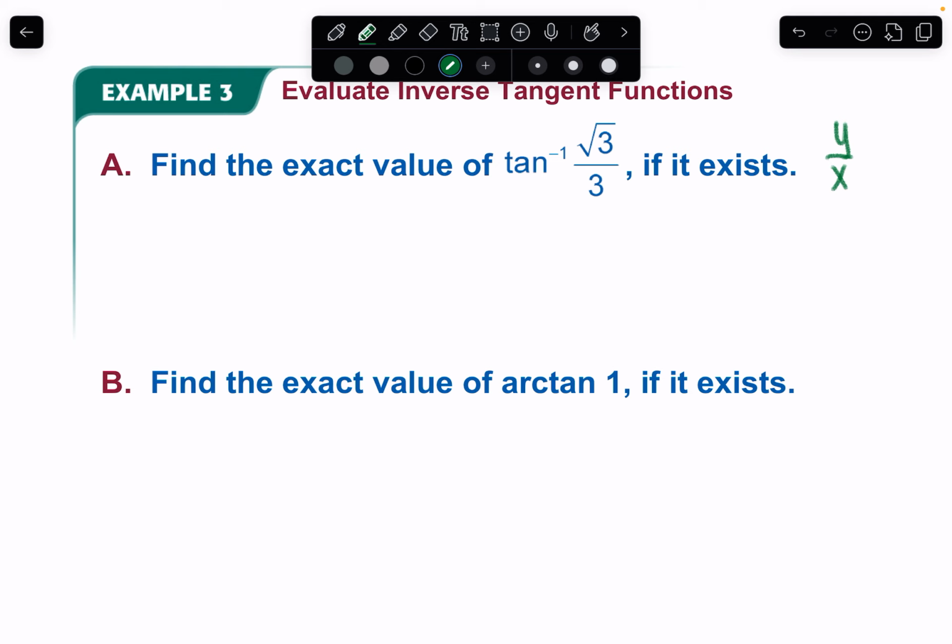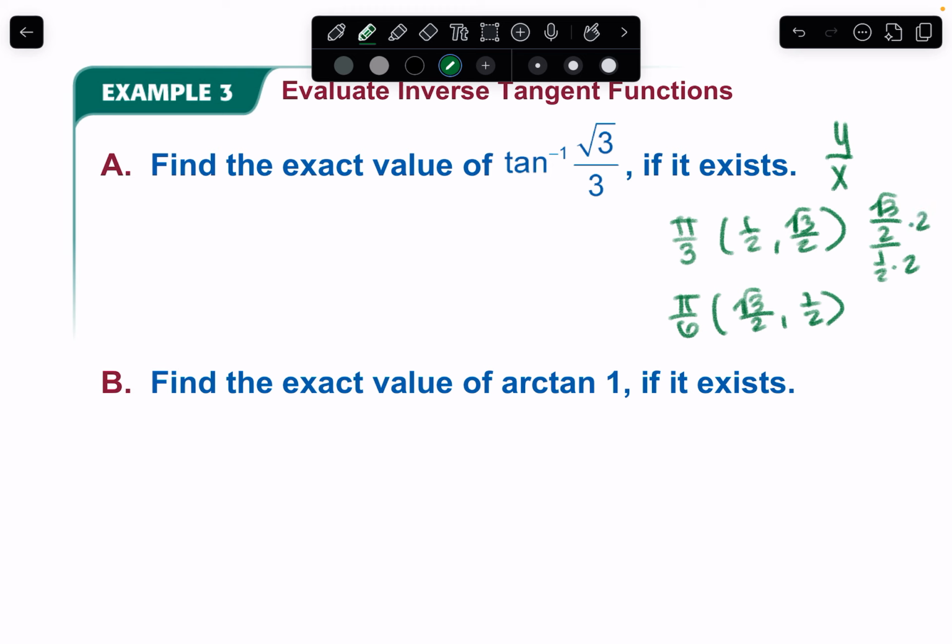So I automatically know it's going to either be pi over 3, which is 1/2, square root of 3 over 2, or it's going to be pi over 6, which is square root of 3 over 2, 1/2. If I were to actually divide these out, meaning I did square root of 3 over 2 times 1/2, I would have to multiply by the reciprocal, and this would just end up being square root of 3.